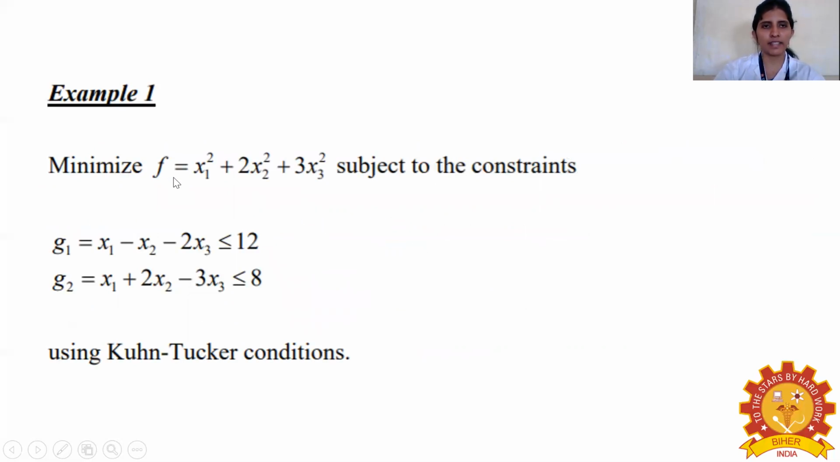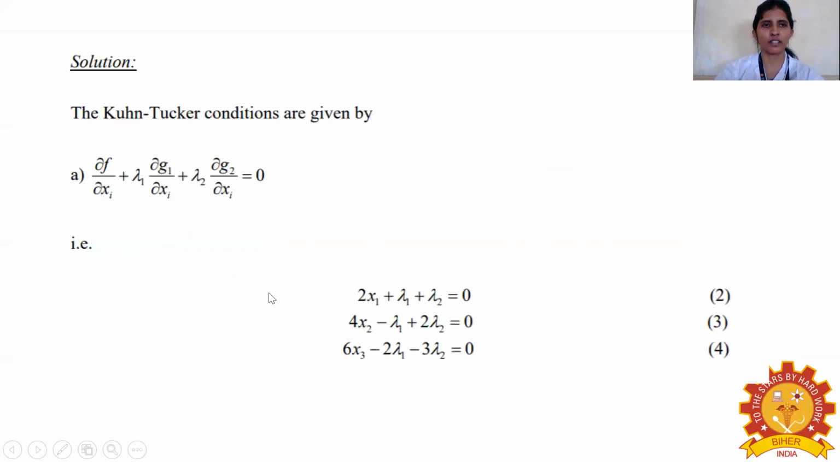We have to minimize the objective function f equal to x1 square plus 2 x2 square plus 3 x3 square, subject to the constraints g1 equal to x1 minus x2 minus 2 x3 less than or equal to 12, and g2 equal to x1 plus 2 x2 minus 3 x3 less than or equal to 8, using the Kuhn-Tucker conditions. Now let us see the solution.